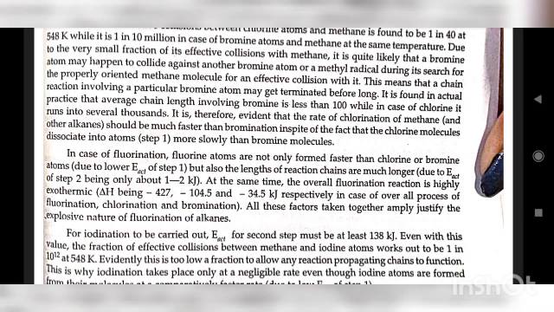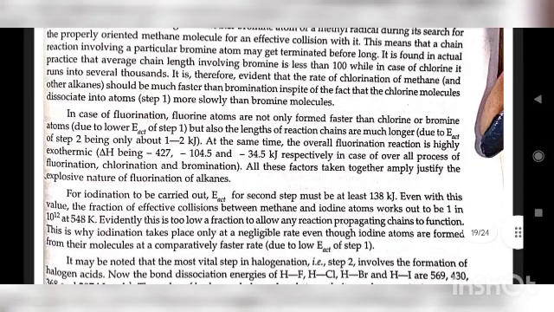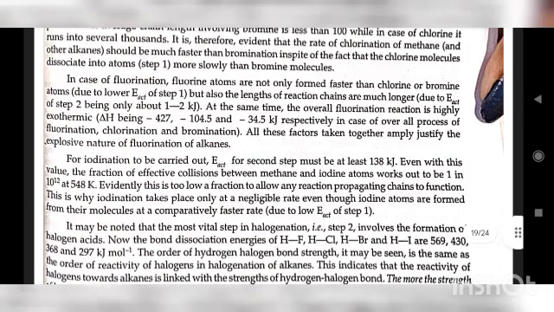This means that a chain reaction involving a particular bromine atom may get terminated before long. It is found in actual practice that average chain length involving bromine is less than 100, while in case of chlorine it runs into several thousands. It is therefore evident that the rate of chlorination of methane and other alkanes should be much faster than bromination, in spite of the fact that the chlorine molecules dissociate into atoms more slowly than bromine molecules.